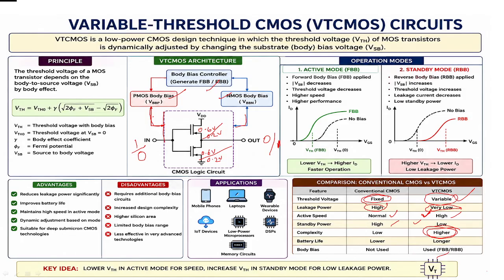And battery life is more in the variable threshold method, but in the traditional method it is much less because it consumes more power.